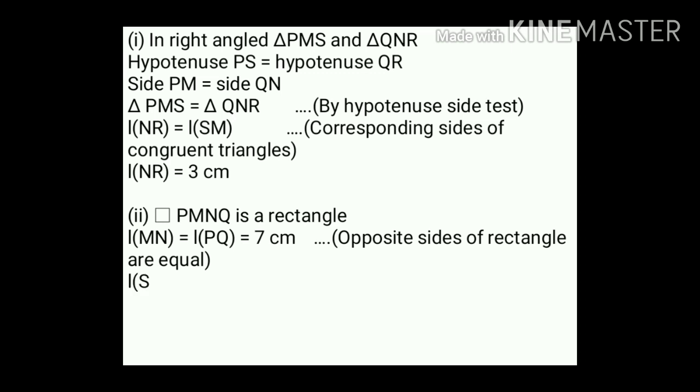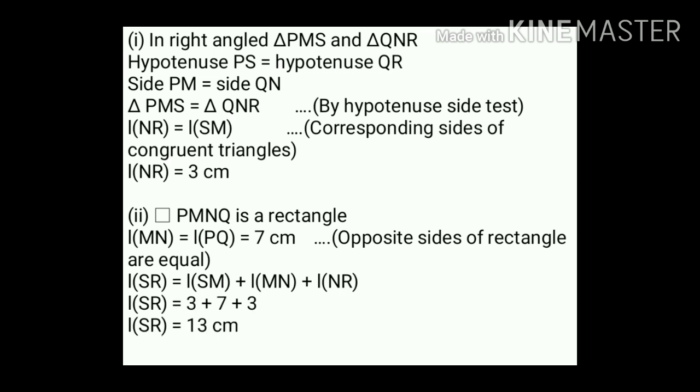Yes. Now next, length SR equal to length SM plus length MN plus length NR. Here, children, SR is the other parallel side. This measure we have to find out, right? So here we will add, children, SM plus MN plus NR. Length SR equal to 3 plus 7 plus 3. We get, children, 13 centimeter. Now we have the lengths of two parallel sides and height. Then we now find, children, the area of the trapezium.